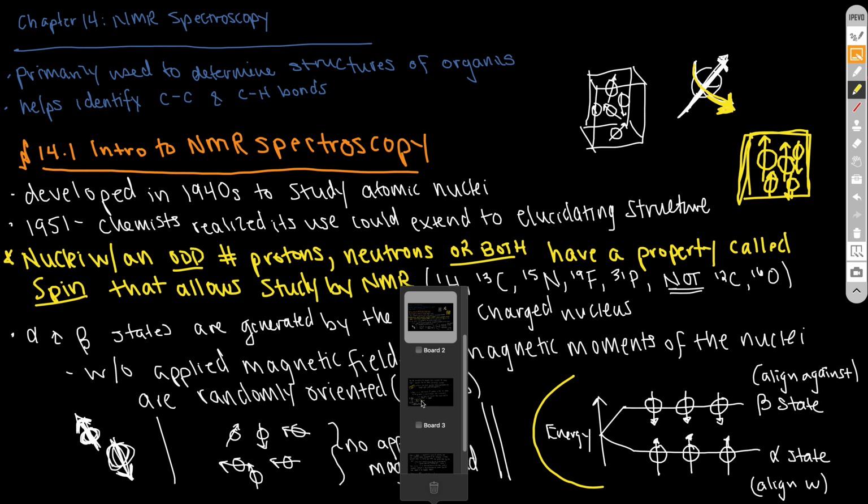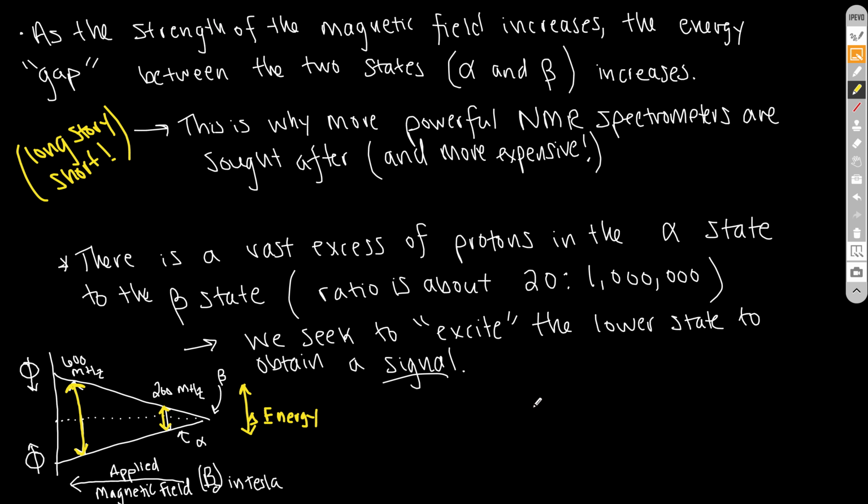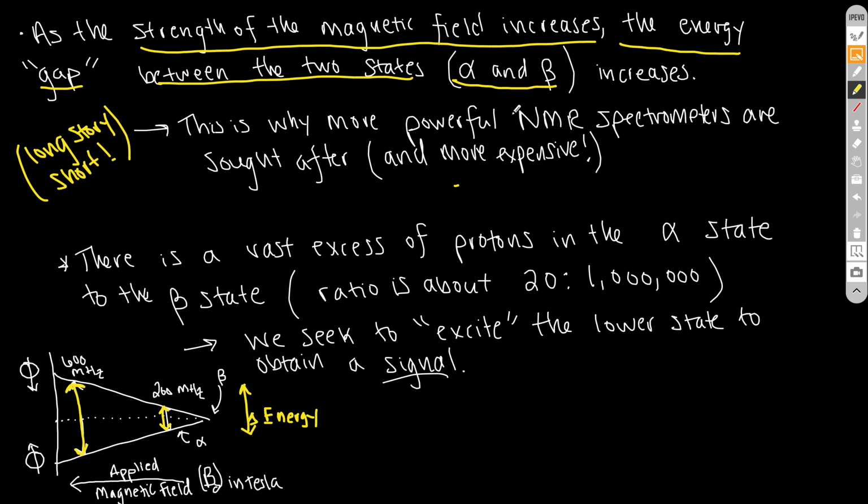So there's something very intriguing here. Think about this: as the strength of the magnetic field increases, that energy gap, that gap between the two states, the alpha and beta states, where you have the moment going up or the moment going down, right? Remember, the spin is one direction, but it doesn't really matter. The moment going up or the moment going down, spin up, spin down, whatever, increases. And this is why more powerful NMR spectrometers are sought after, and they're more expensive.